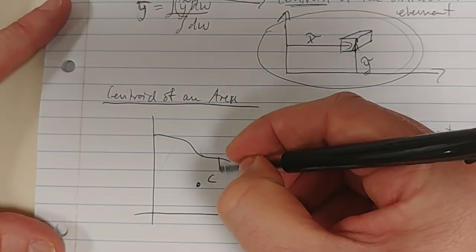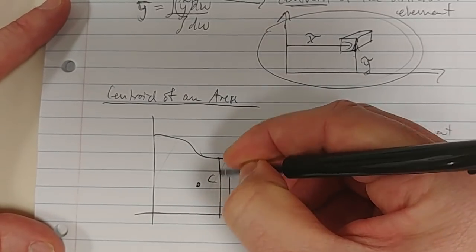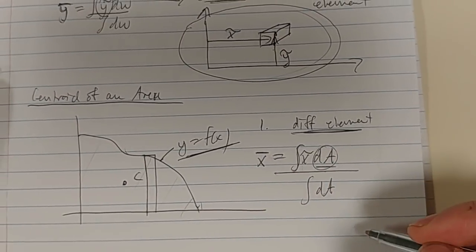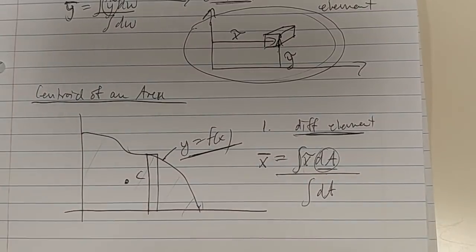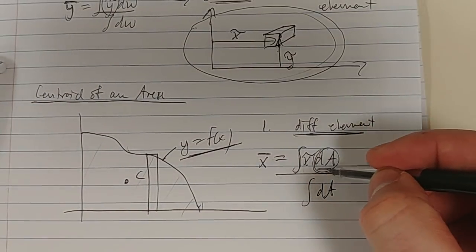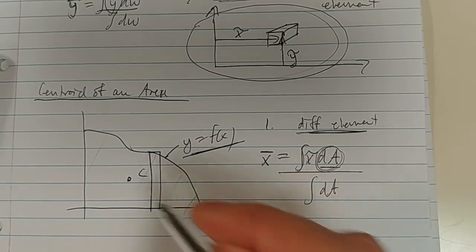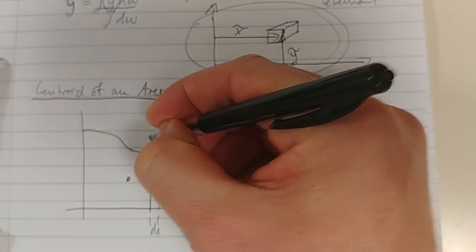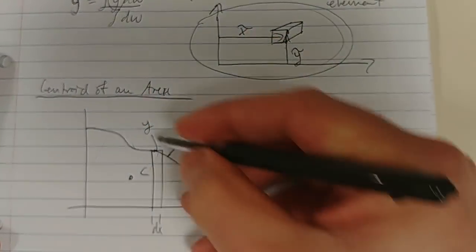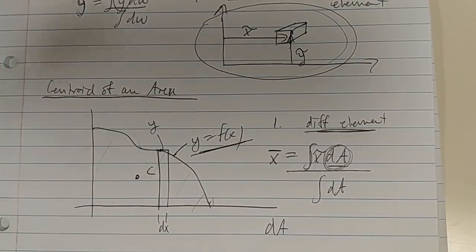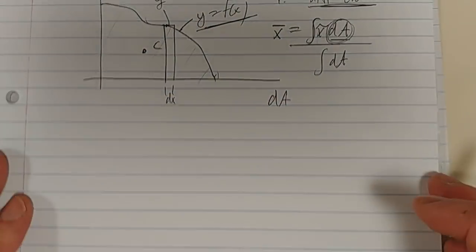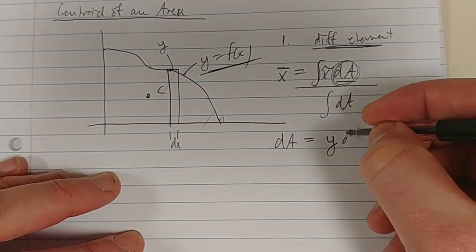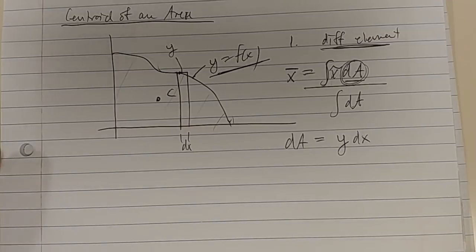What we do is we set up a differential element like that. Remember when we had discrete particles, we added up those discrete particles. But when we have a continuous system, we don't have discrete particles anymore. We are adding up differential elements, and so we have to set up a differential area. The width is dx, the height is y. So our dA, our differential area, is equal to the width times the height, or the height times the width, which is y dx. Okay, so let's move this here.